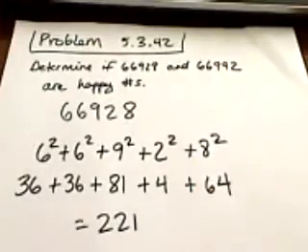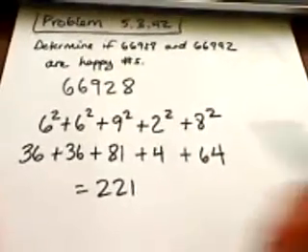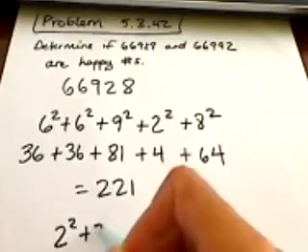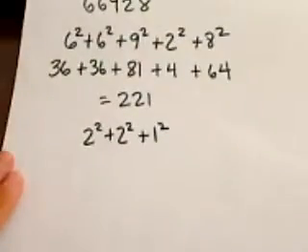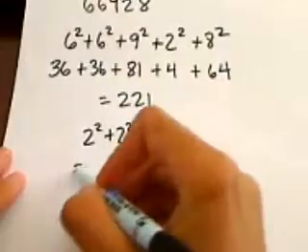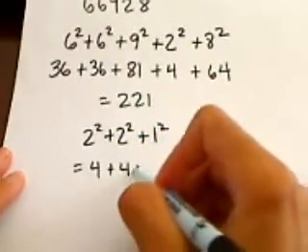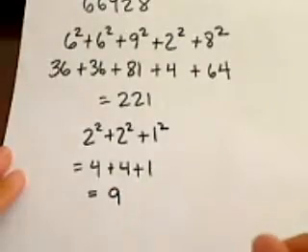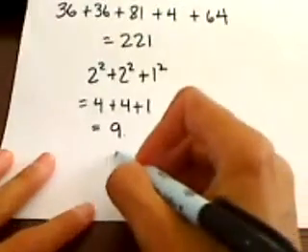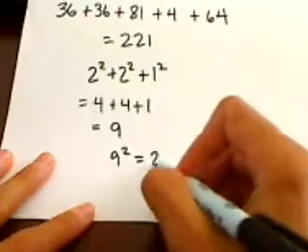Okay? And what we want to do is we want to keep doing this. So we're going to take 221 and square each of those numbers, and then sum those together. So we get 4 plus 4 plus 1. So that is 9. Okay? And then we're going to take 9 and square it, and we get 81.